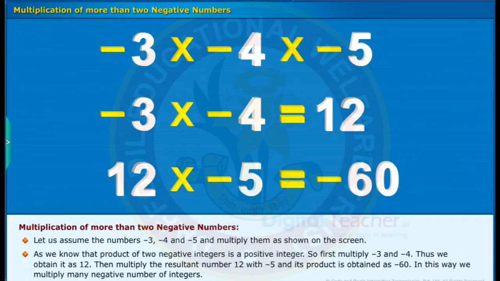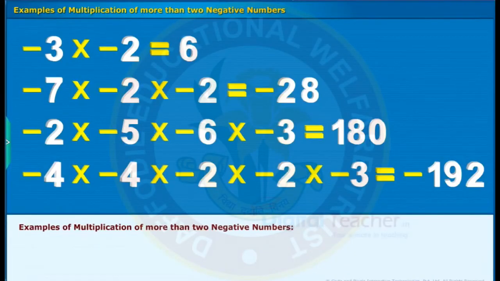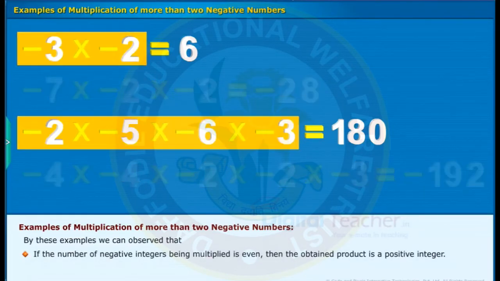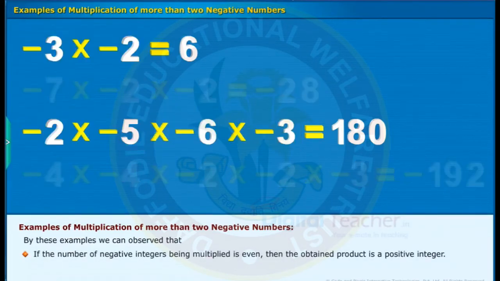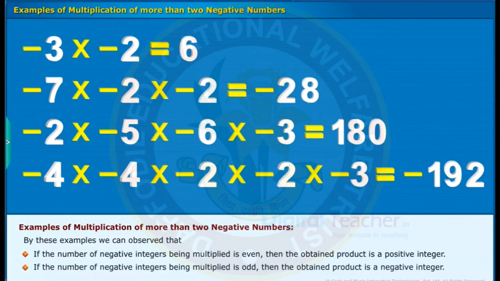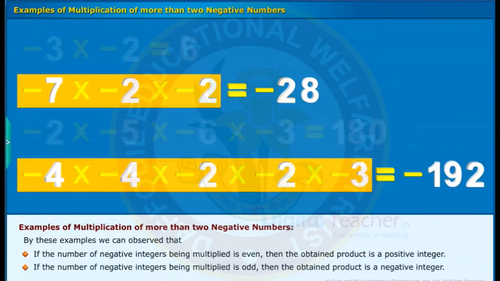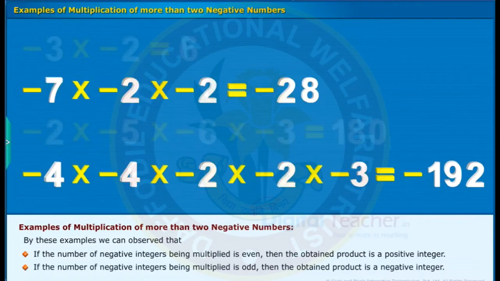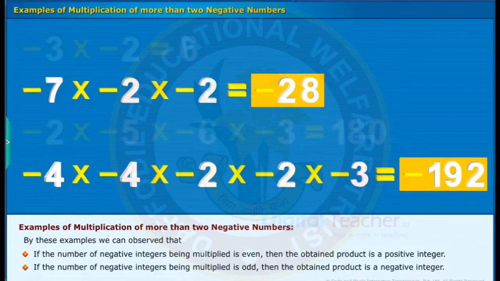In this way, we multiply many negative number of integers. Let's see some examples of multiplication of more than two negative numbers. By these examples, we can observe that if the number of negative integers being multiplied is even, then the obtained product is a positive integer. If the number of negative integers being multiplied is odd, then the obtained product is a negative integer.